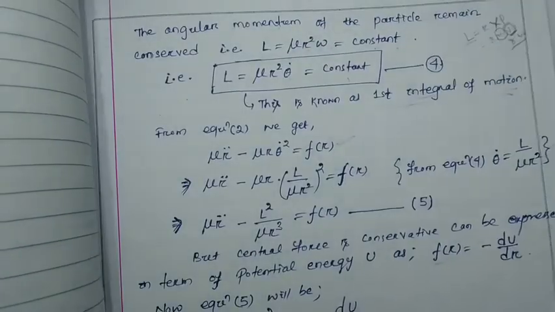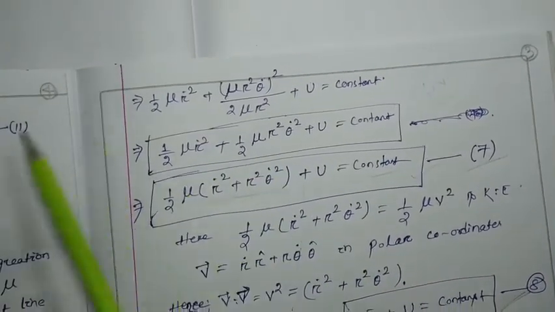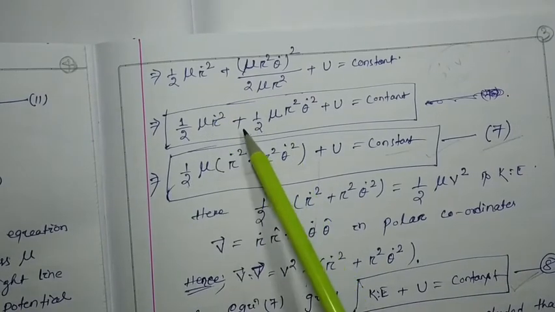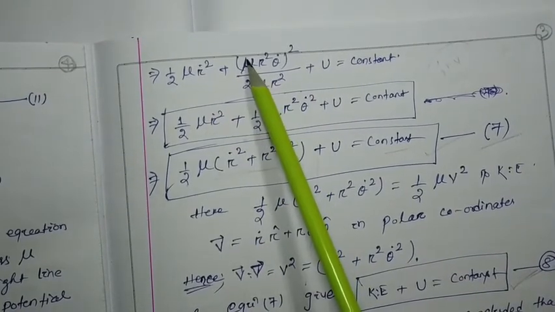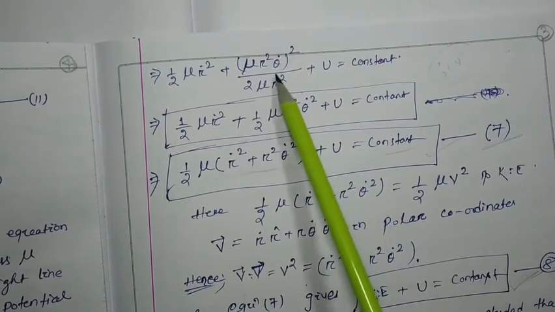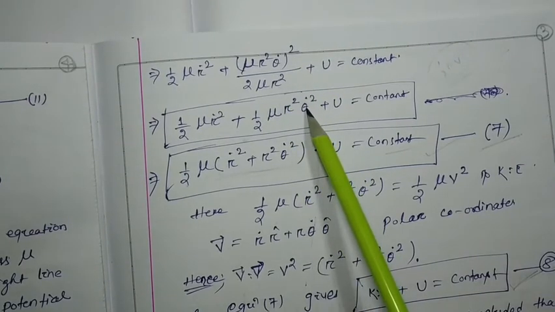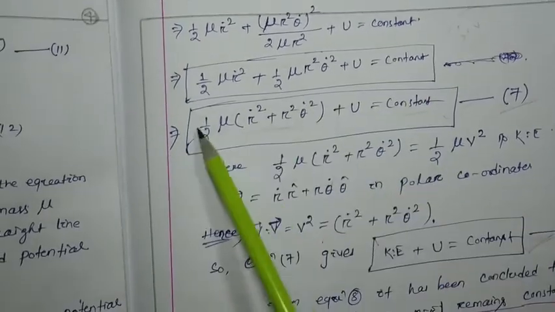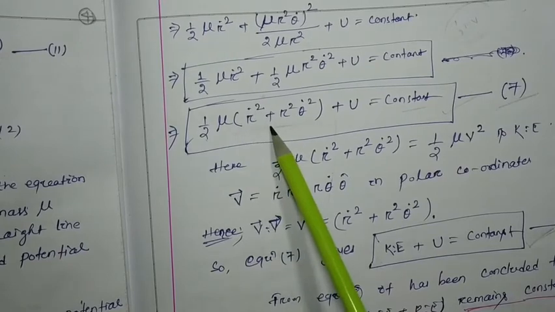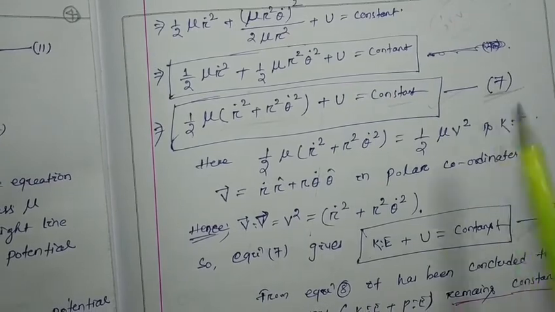Now you can see the same thing I have written over here, same line. So now you can see half mu r dot square plus, this will be half mu, one mu here, mu square will get cancelled, will be mu. Here r to the power 4, r square got cancelled, r square theta dot square plus u equal to constant, or it can be written as half mu r dot square plus r square theta dot square plus u equal to constant. Let it be your equation number 7.